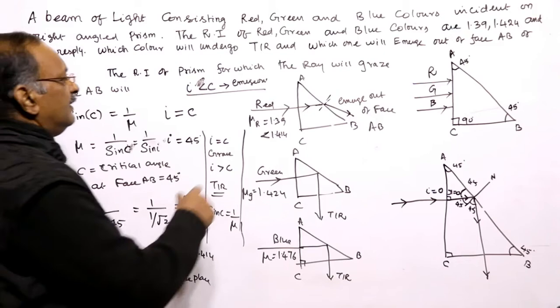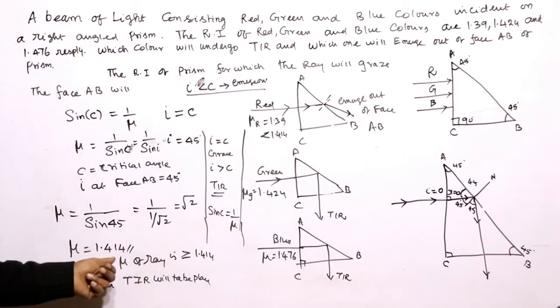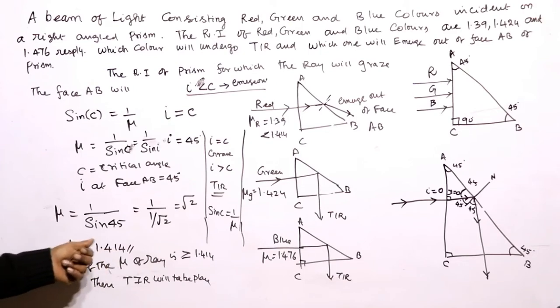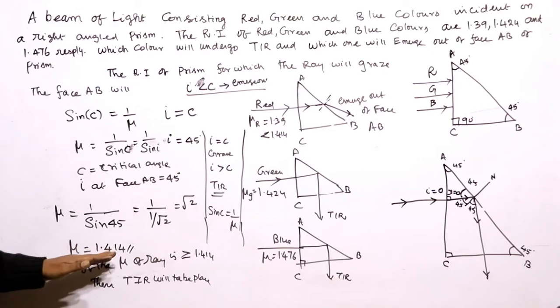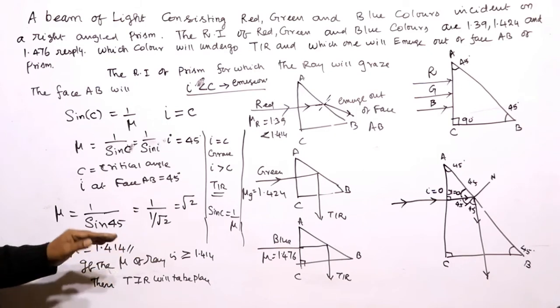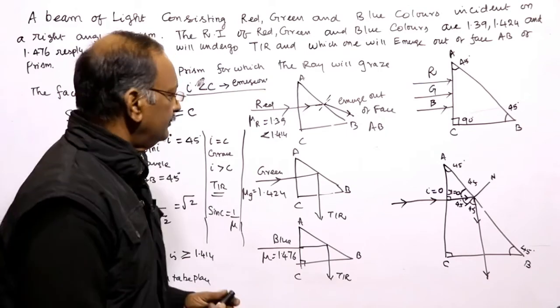So here the refractive index for which total internal reflection takes place is 1.414. If the refractive index is this much, then TIR will take place. Any value of refractive index less than this value will emerge out, and equal to this one or greater than this one will undergo total internal reflection.